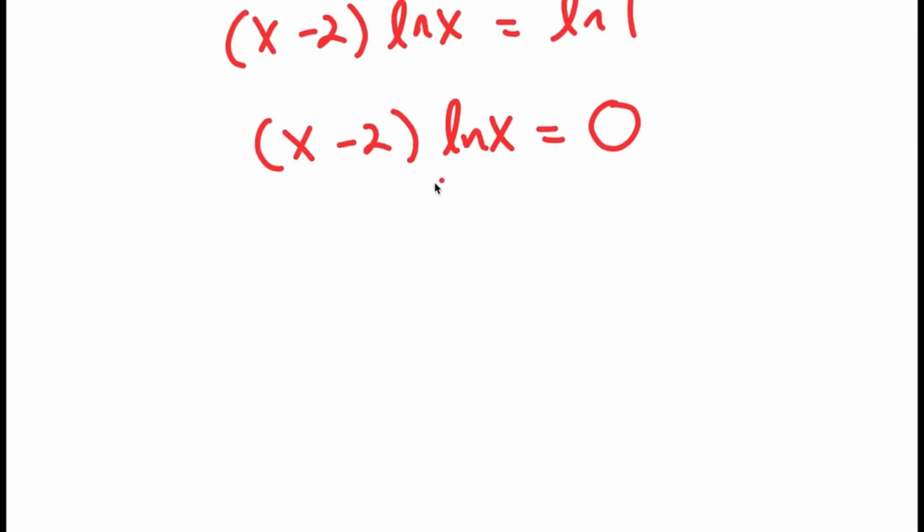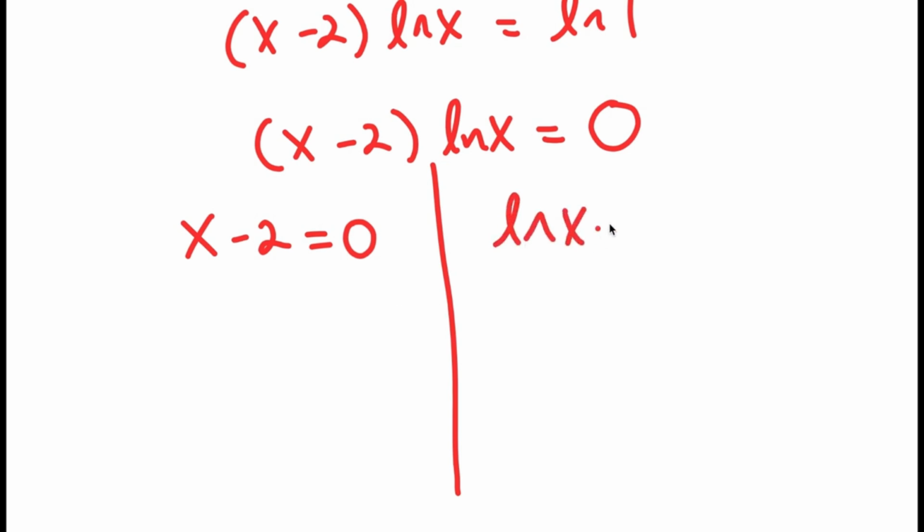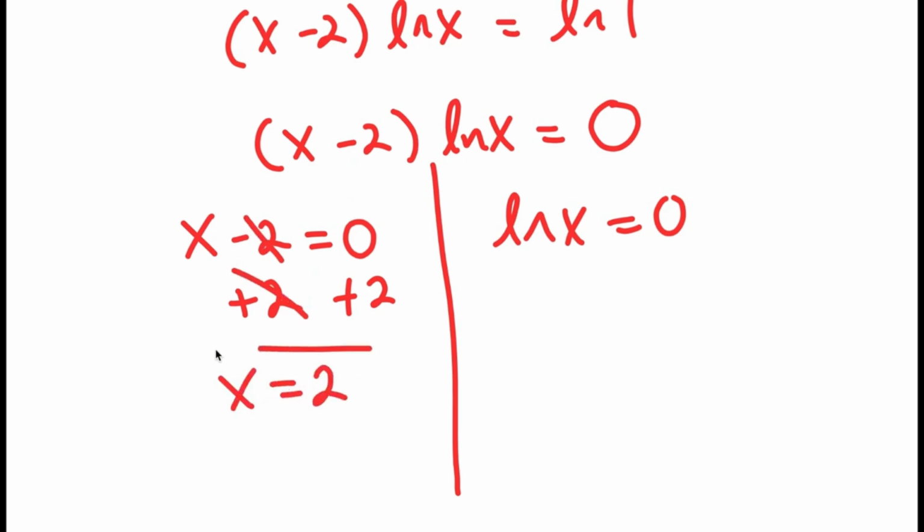And now I basically have two different equations. My first equation is x minus 2 equals 0. And my second equation is ln of x equals 0. So let's solve the first equation because it's the easiest. All I have to do is add 2 on both sides, and I get x is equal to 2. So this is one solution.